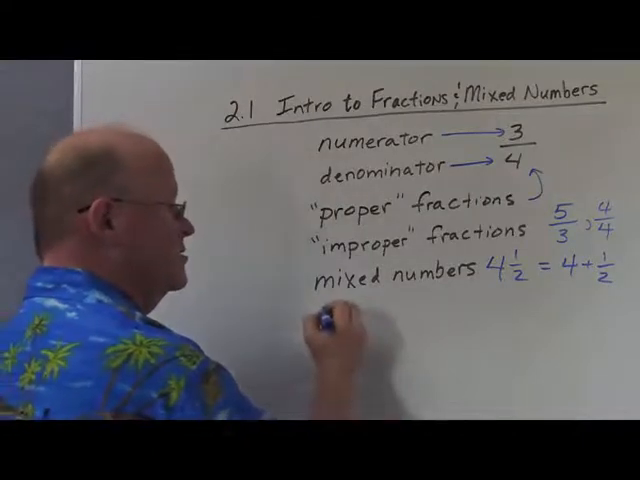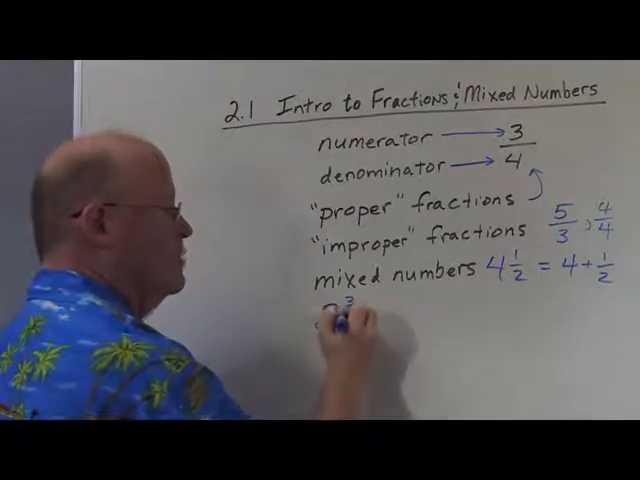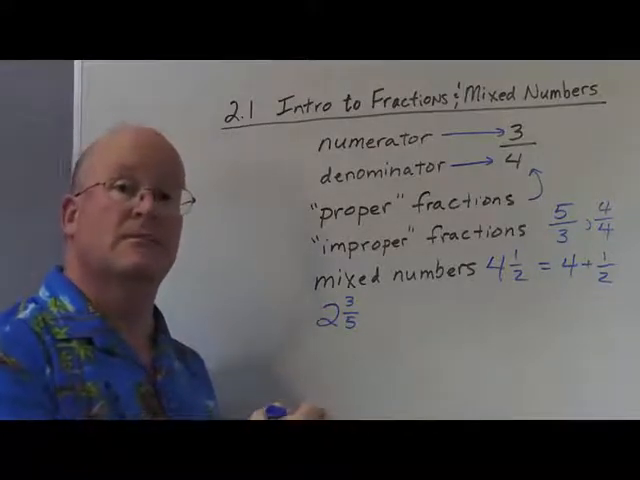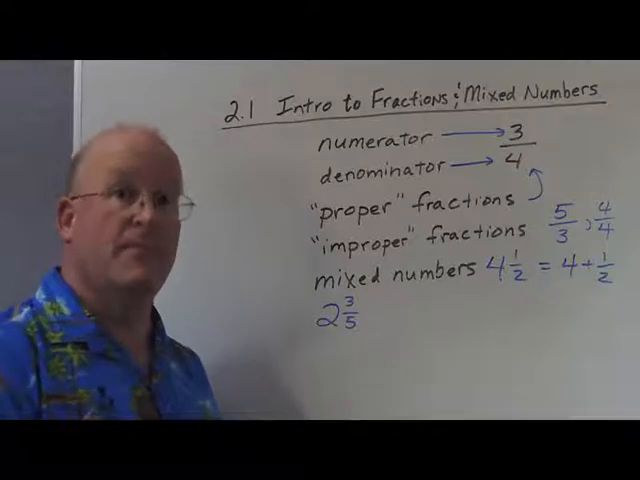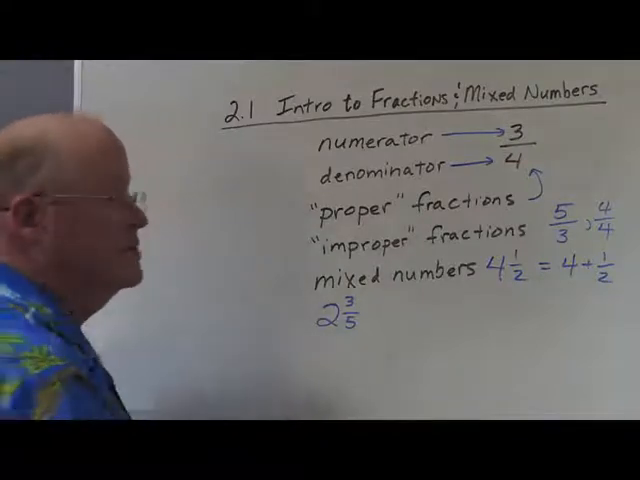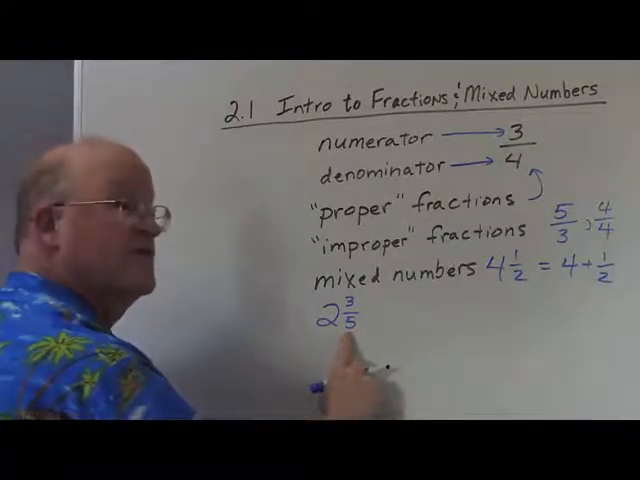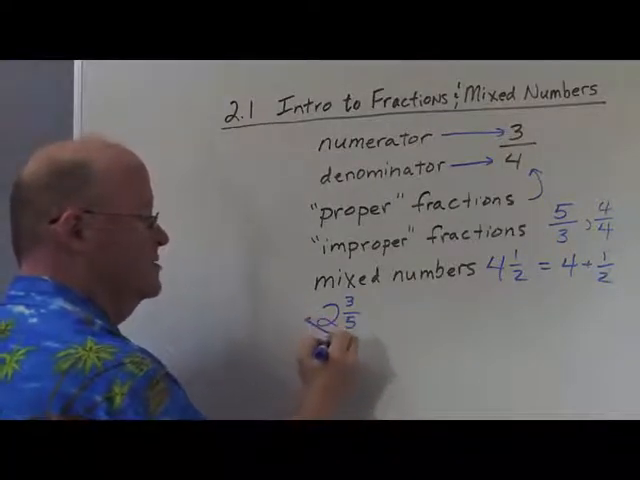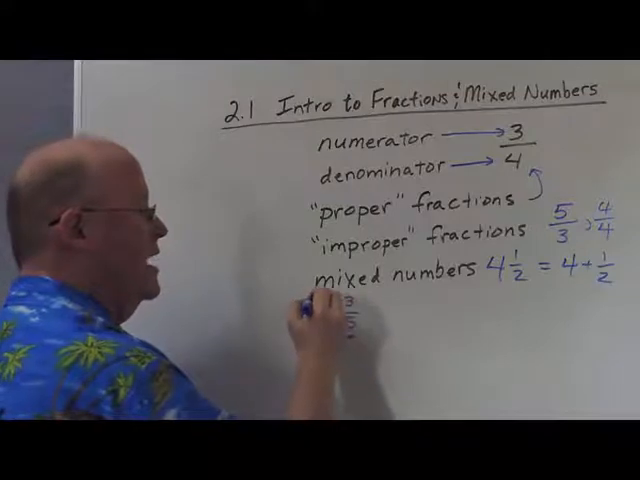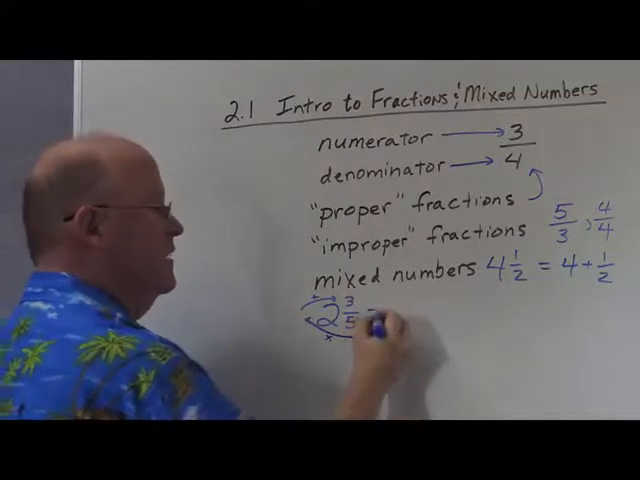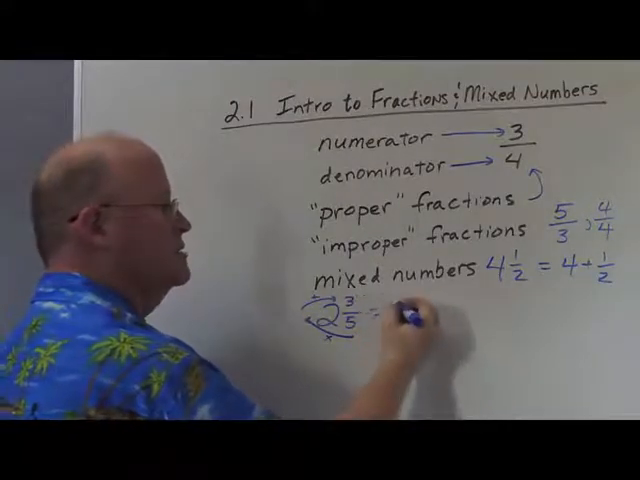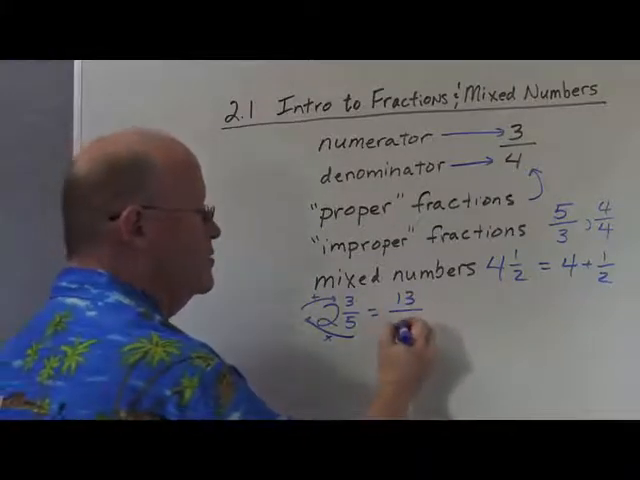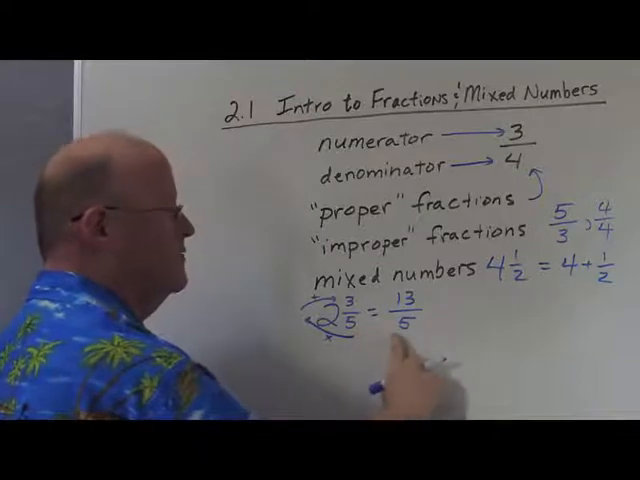So if we have a number such as 2 3/5 that we want to convert from a mixed number into an improper fraction form, what we would do is we would take this 5 in the denominator, multiply it by 2, so 5 times 2, and then we would add the 3 on. So 5 times 2 is 10, plus the 3 would give us a numerator of 13, and then we would put that over the original denominator here, 5.